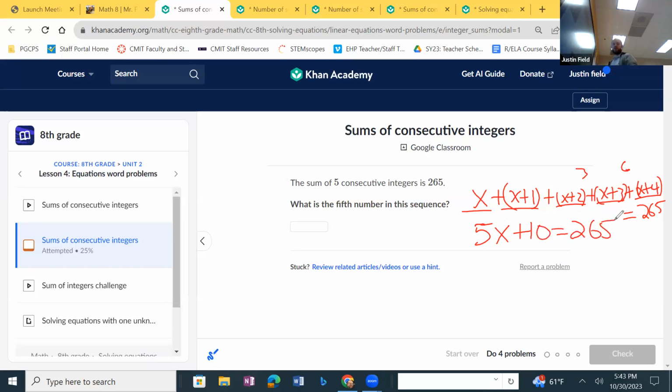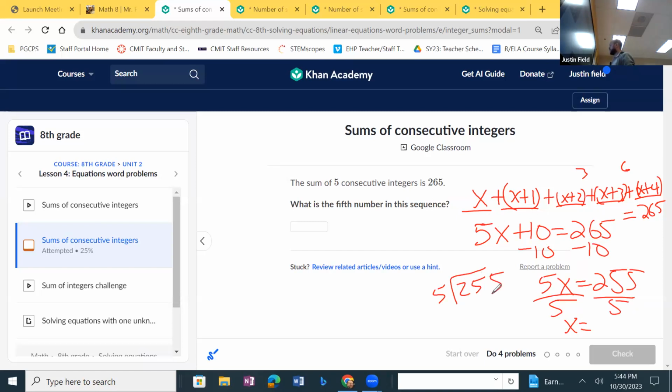And then solve the two-step equation. Subtract 10 from both sides. 5x equals 255. Divide by 5. I don't know what that is, so I'm going to do some work over to the side. 5 goes into 25 5 times. And then one more time, I guess.